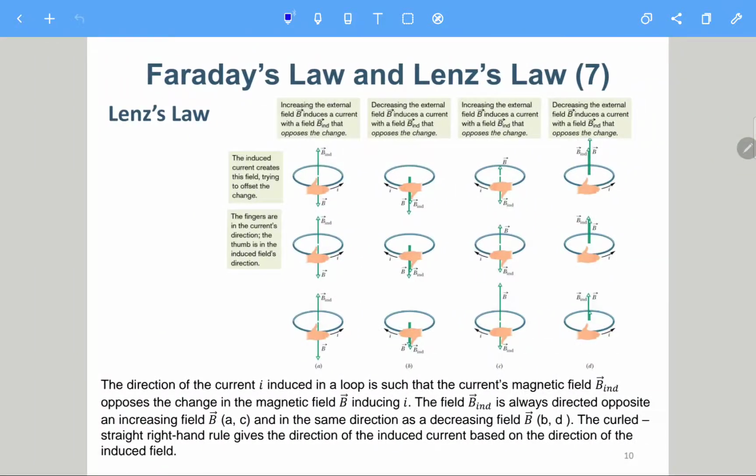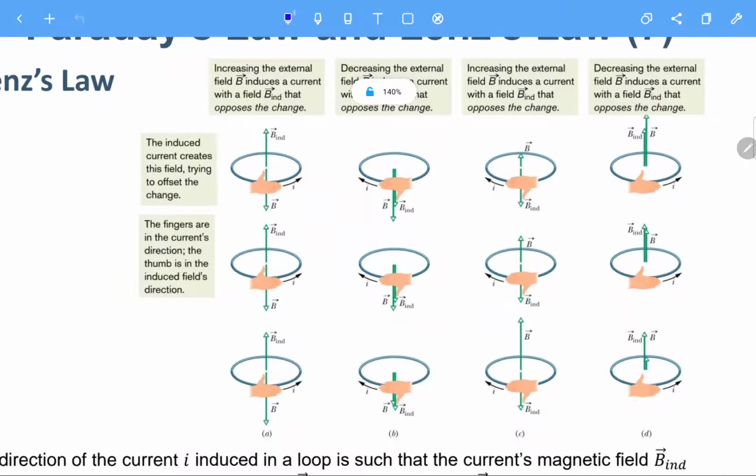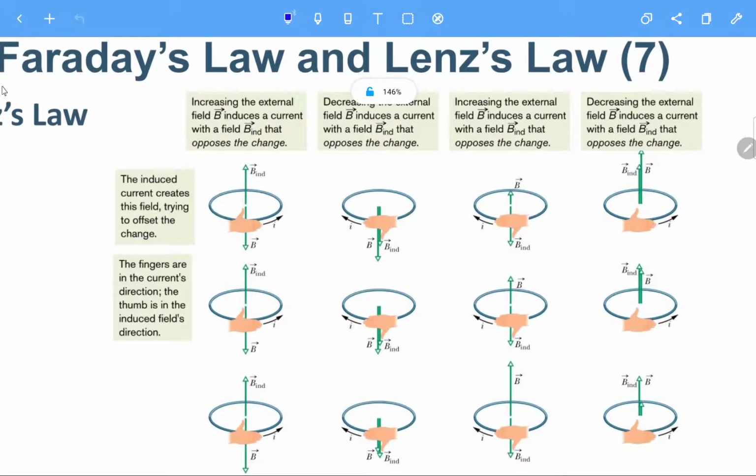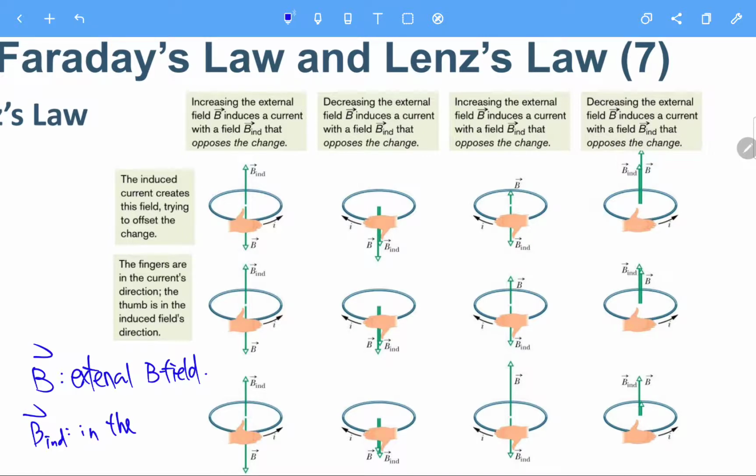Okay, so here, let's see this figure. Suppose B is the external B field, and B induced is the induced B field.